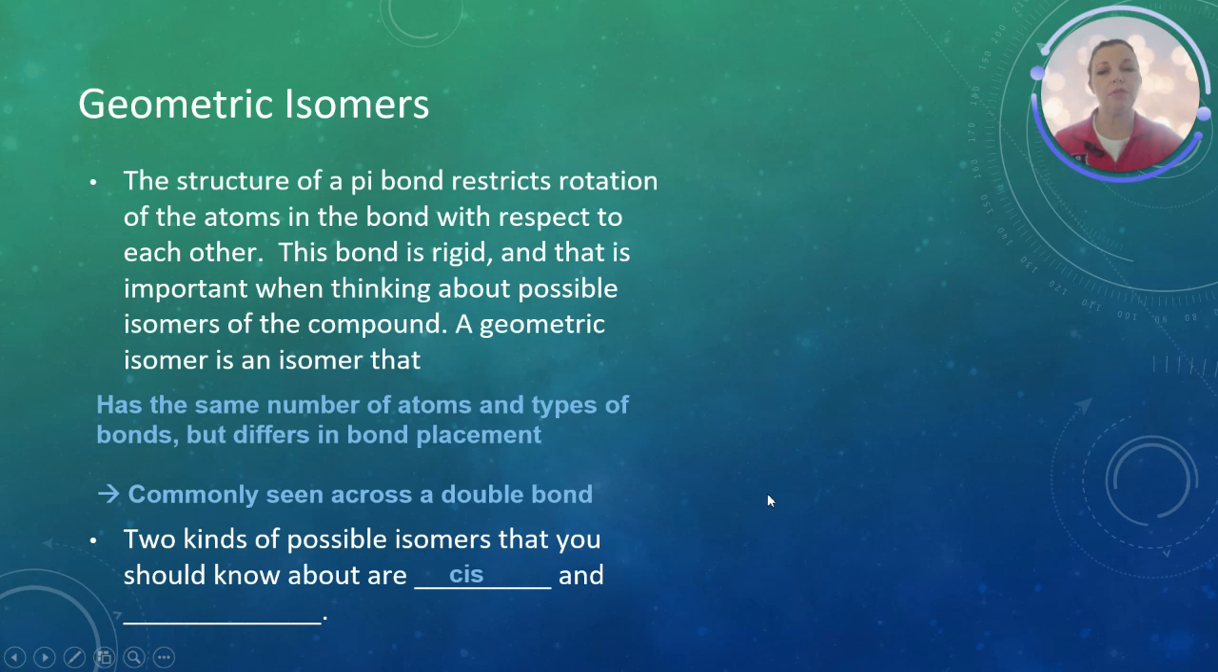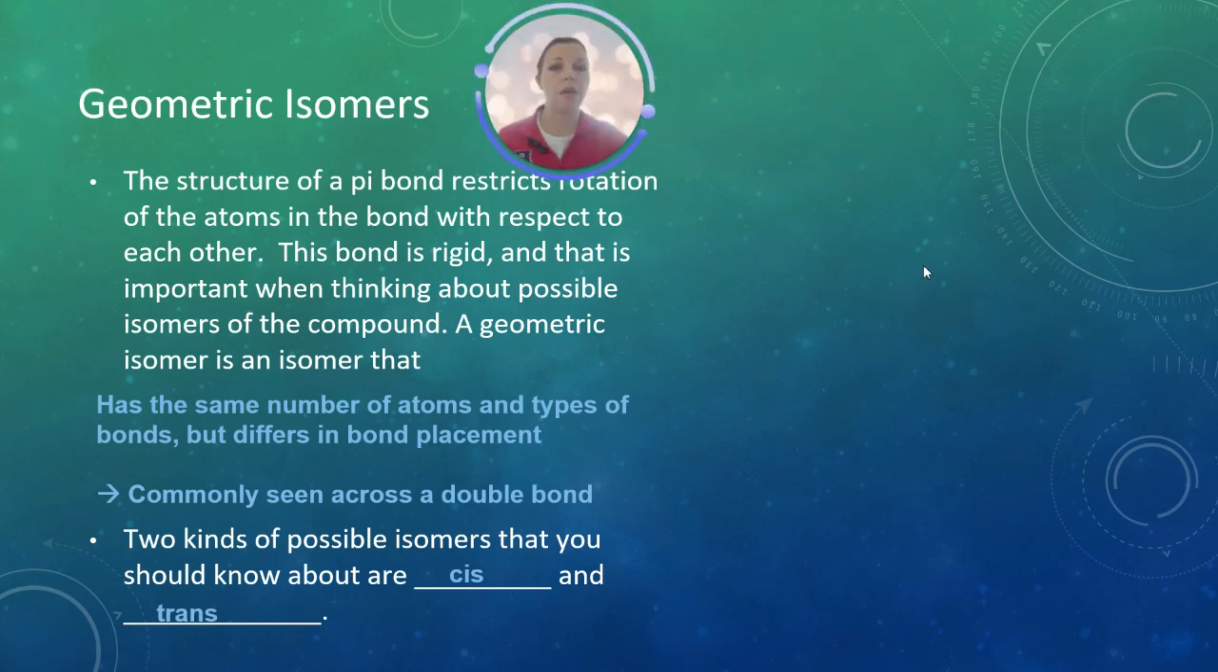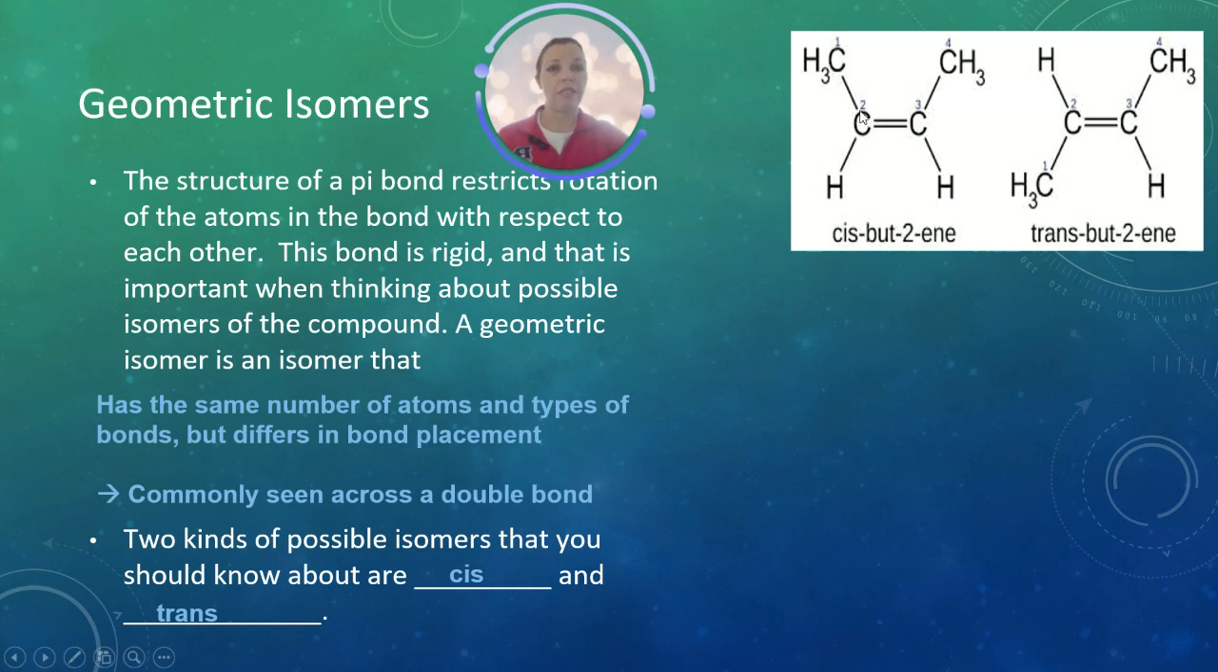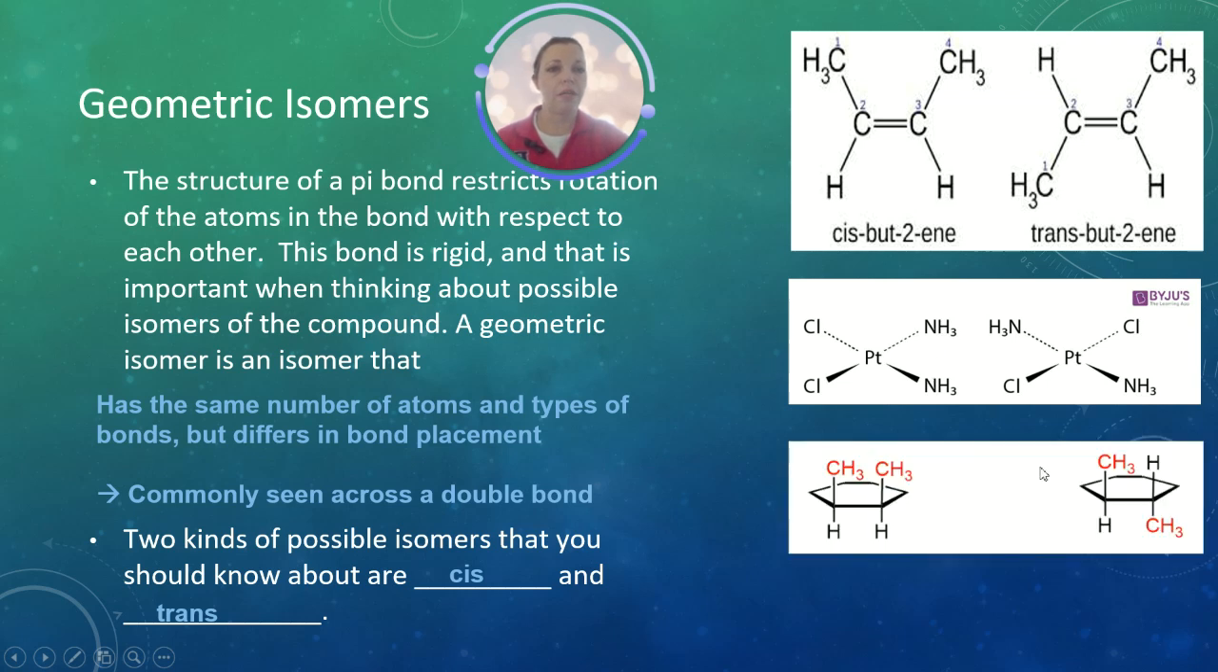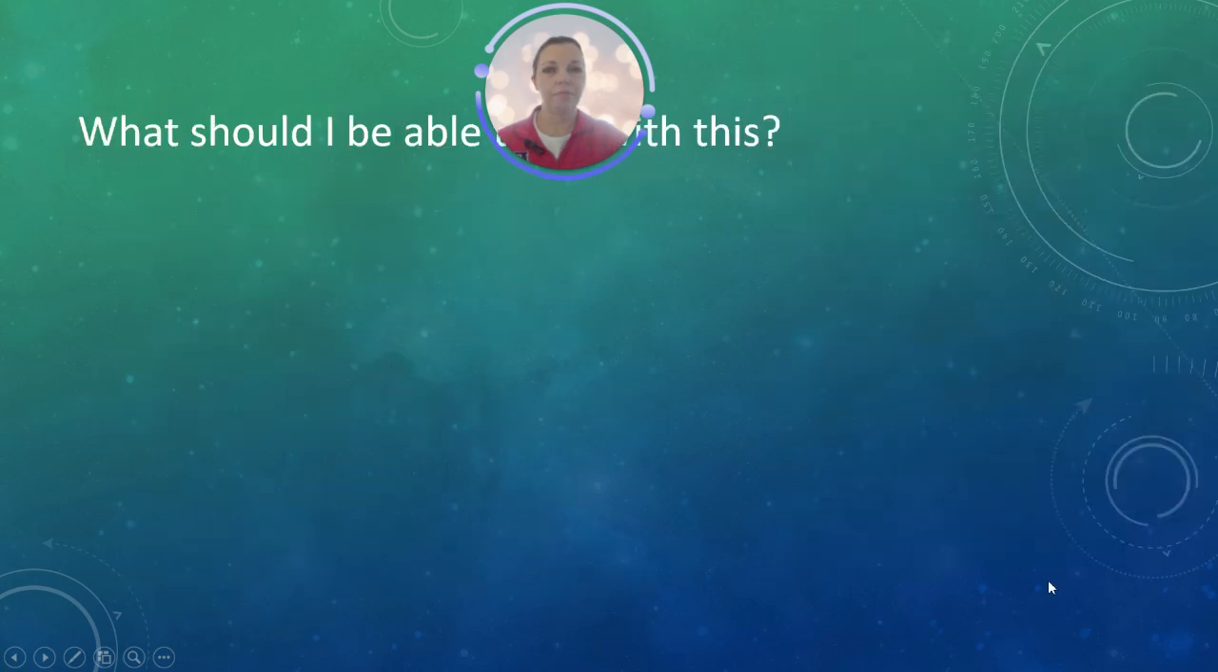Two kinds of possible isomers that you should know about are cis and trans. These might be prefixes that are familiar to you. Cis means same. So what we have here is a cis-but-2-ene, which means that the CH3 groups are on the same side of the double bond, versus trans. Trans means opposite, and so here the groups are opposite. You can see here they're on the same side and here they're on opposite sides. Same thing down here. We have these ammonia groups cis, and then here they're trans. And then here these methyl groups are cis, and here they're trans.